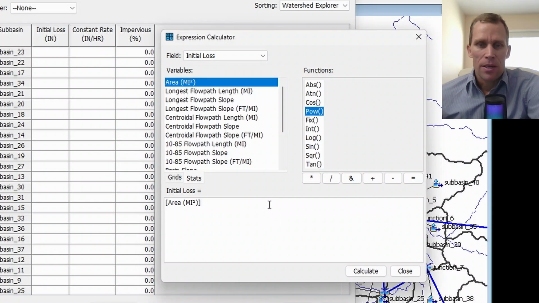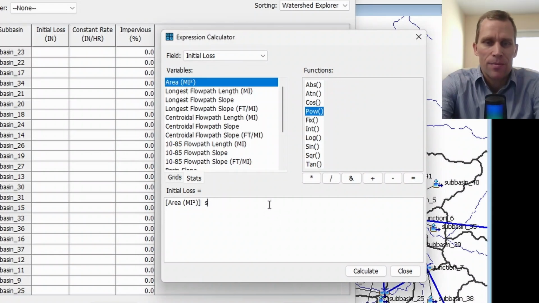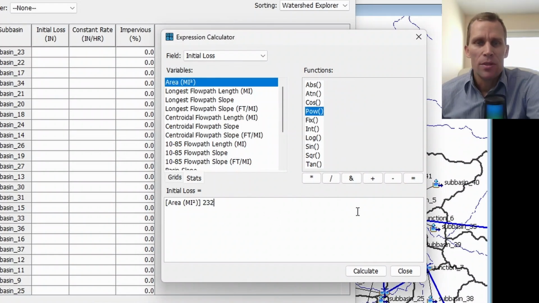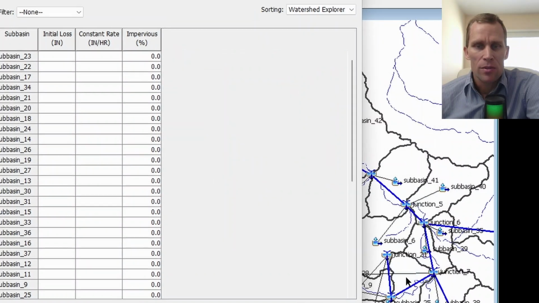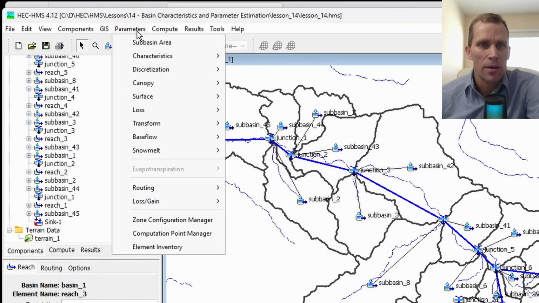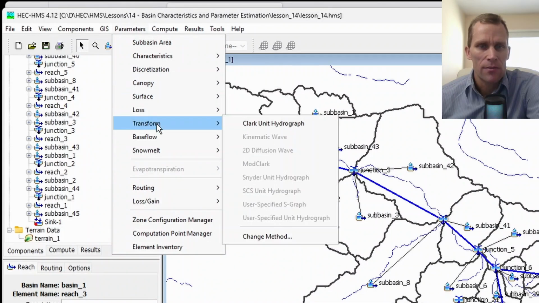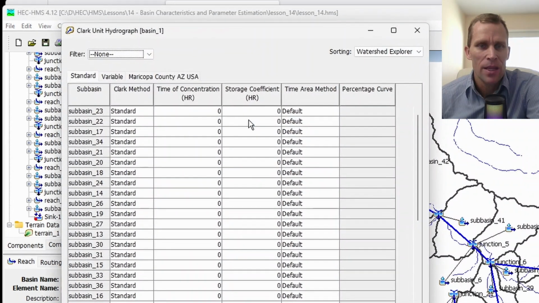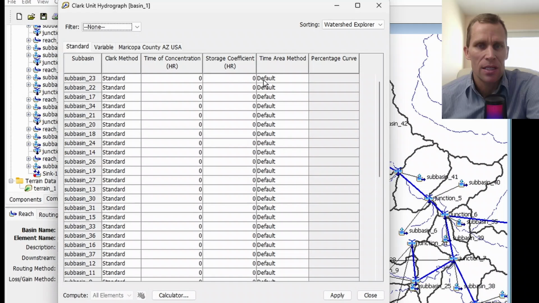Okay, we can also just type in constants. Well, not letters, but actual numbers. I'm not going to use this as an example. What I'm going to do is head over to not the initial and constant loss, but to transform and then Clark unit hydrograph. Again, we have some default values in here.